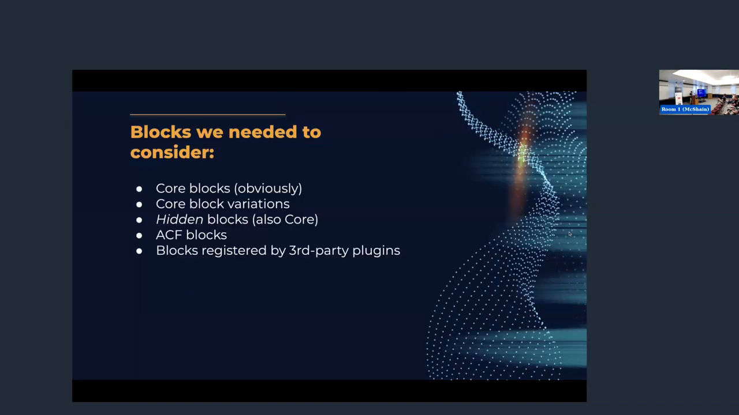So the blocks we need to consider: core blocks, obviously, and core block variations. Hidden blocks, which I'll get to again, probably toward the end, but they're a concern. ACF blocks, because we worked with that vendor to turn all our panels into ACF blocks. And then blocks registered by third-party plugins that we activate on our site, which, by the way, sometimes there are many. Jetpack, I think, introduces 40 blocks of its own into your inserter. And then core block variations, of course, because the embed block, for example, includes 35 different variations. So we'll take a look at how we tackled that.